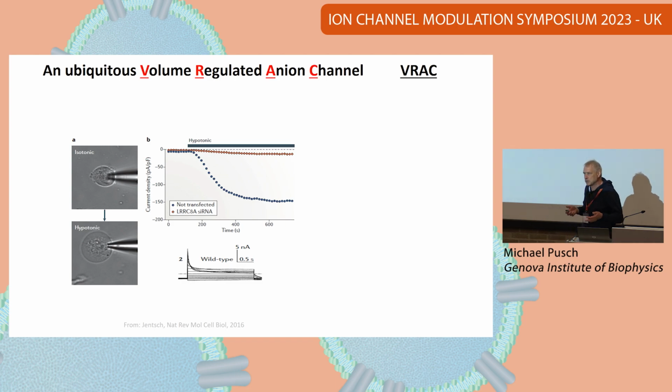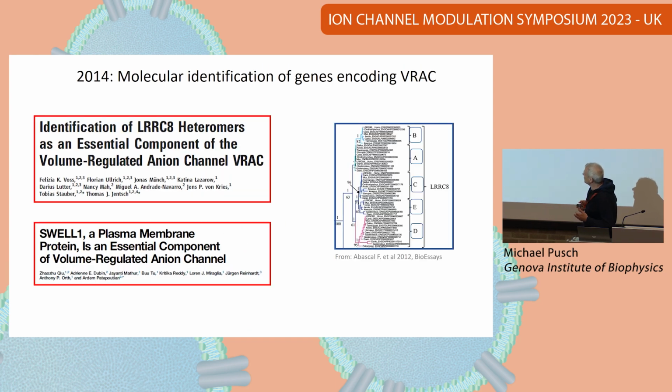And for many, many years, the genes underlying this channel have not been known. And only in 2014, two groups in parallel identified the so-called leucine-rich repeat-containing 8 proteins as underlying this volume-regulated anion channel.